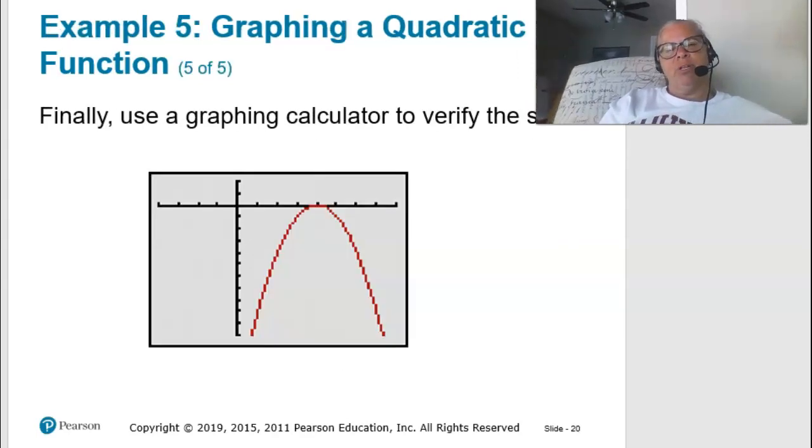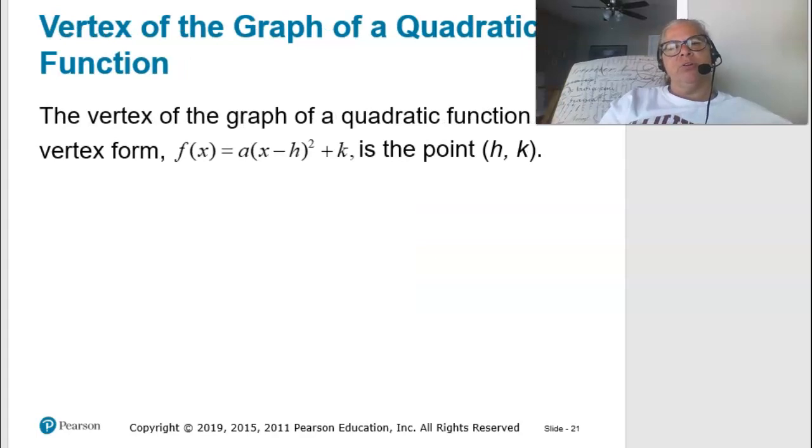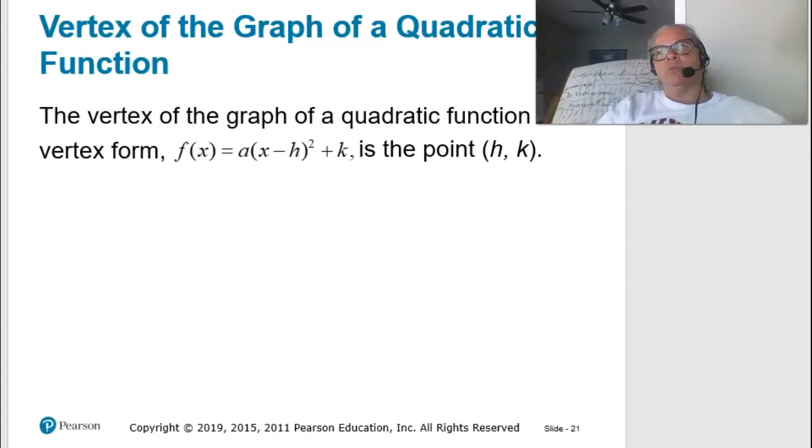Hey, this is putting that same formula in your graphing calculator and verifying your work. Always an excellent idea. So the vertex of the graph of a quadratic function in vertex form is the point h, k. So now, the reason why we like this form versus ax squared plus bx plus c is because it automatically gives us the vertex.